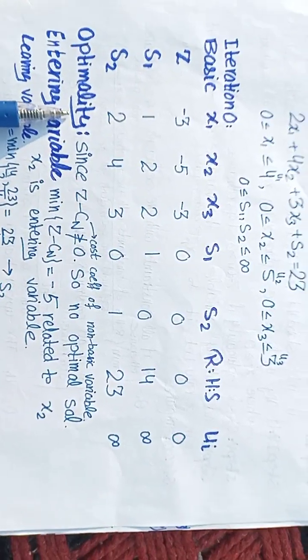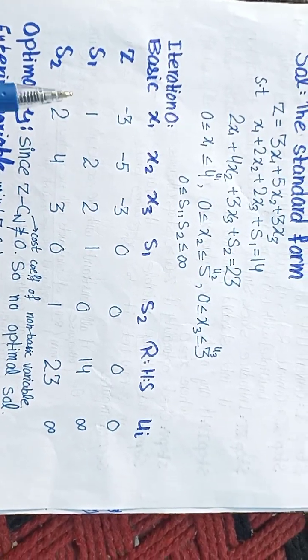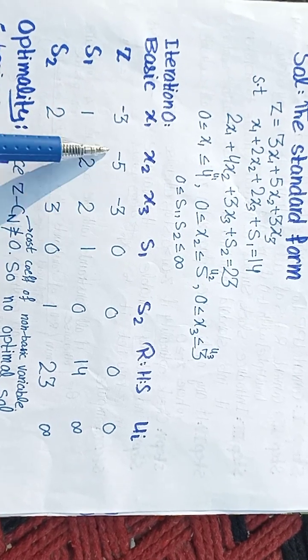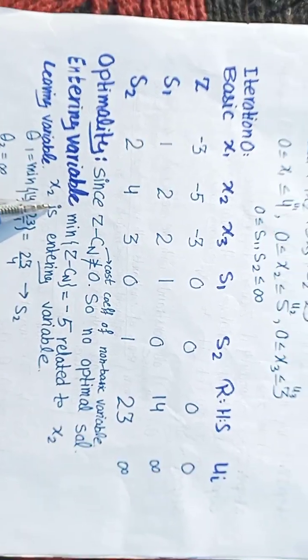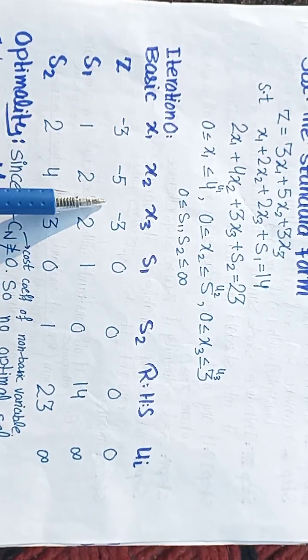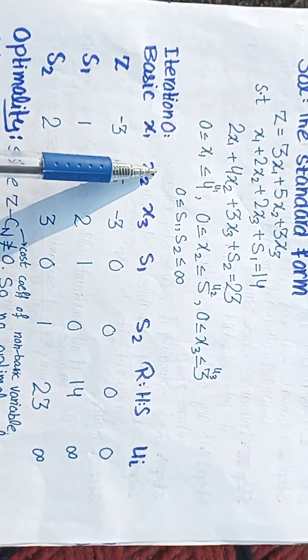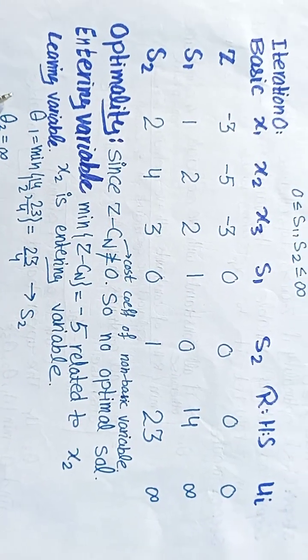Firstly, we check optimality. It is not optimal. Why? Because the z row has negative coefficients. First, the entering variable. What is entering? Only the most negative coefficient in the z row. Checking the most negative coefficient, x2 is the entering variable.